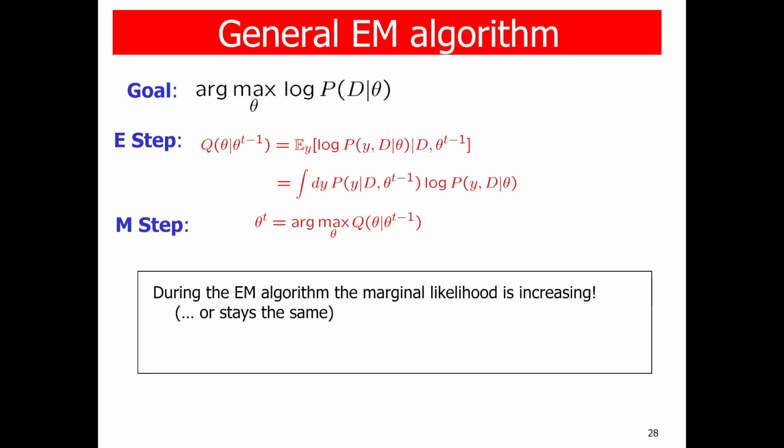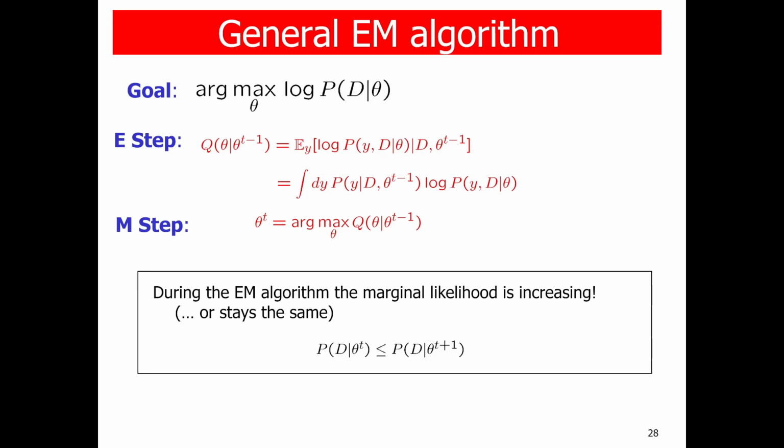We can prove that during the EM algorithm, the marginal likelihood is increasing, or at least stays the same. That is, p(data | theta at time step t) is always smaller or equal than the probability of the data given theta at time step t+1. So if we want to maximize the likelihood function, we just need to keep repeating these EM steps till convergence.